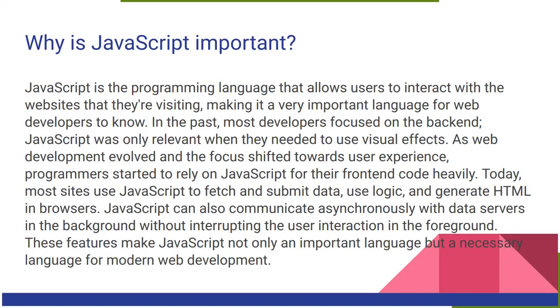JavaScript also communicates asynchronously with the data servers in the background, which means, for example, once you make an Ajax call, the JavaScript will communicate with the data servers asynchronously, without interrupting the user interface in the front end. So how will you relate these things, I mean JavaScript, to a real-time example?